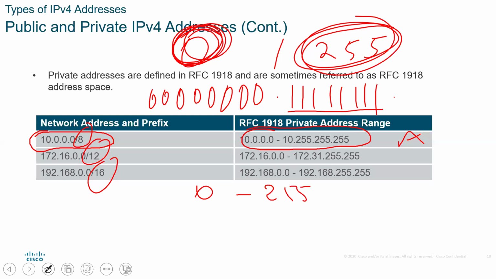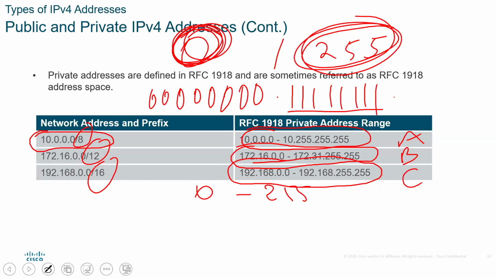For class B, the private IP address is 172.16.0.0 up to 172.31.255.255. For class B, this is the private IP address. For class C, this is the private IP address, 192.168.0.0 to 192.168.255.255. This is a class C IP address, a private IP address.